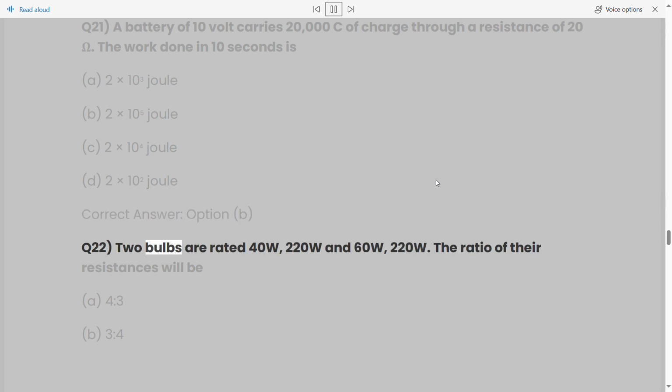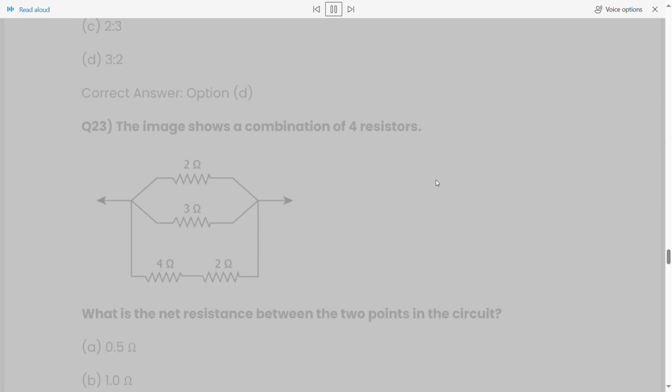Q22. Two bulbs are rated 40 W, 220 V and 60 W, 220 V. The ratio of their resistances will be A. 4:3, B. 3:4, C. 2:3, D. 3:2. Correct answer option D.